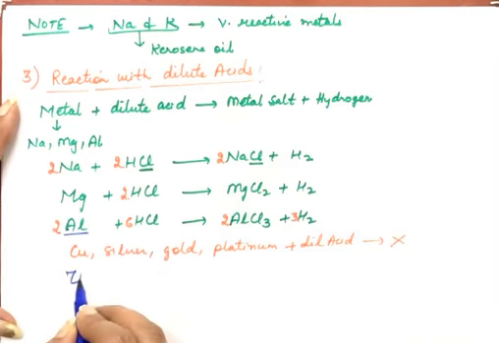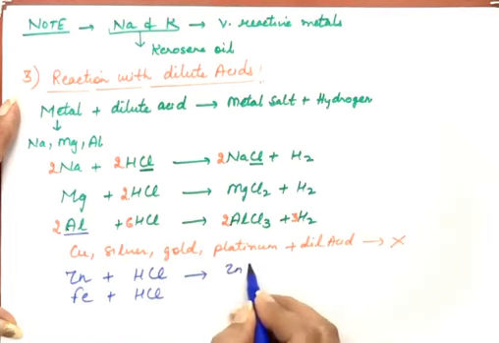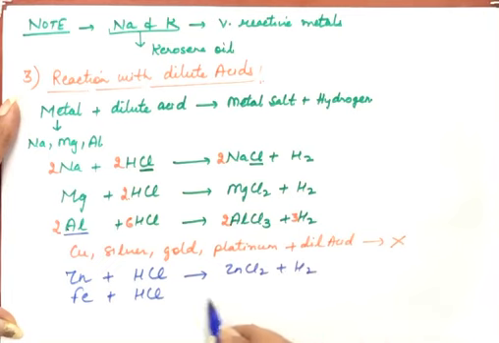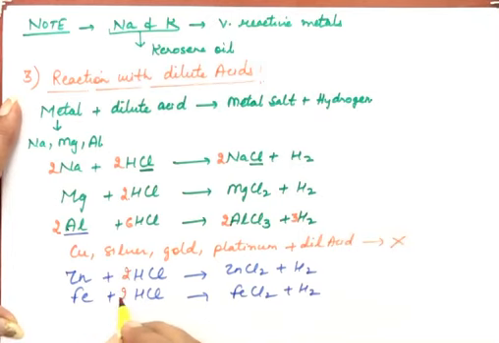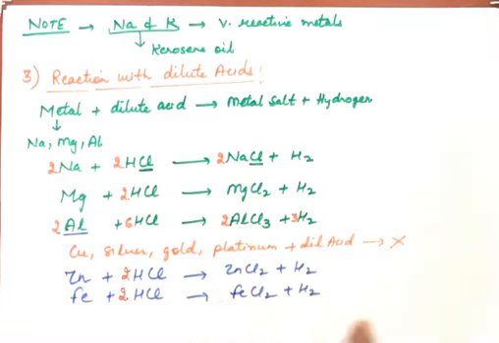Next I am taking the zinc reaction. The Fe reaction also with HCl we can write. This is ZnCl2 plus hydrogen. This is FeCl2 plus hydrogen. And the balancing for both the reactions is just the same. And copper, silver, gold, platinum don't react with dilute acids. So after the reaction with the dilute acids, I'm now moving on to a question.